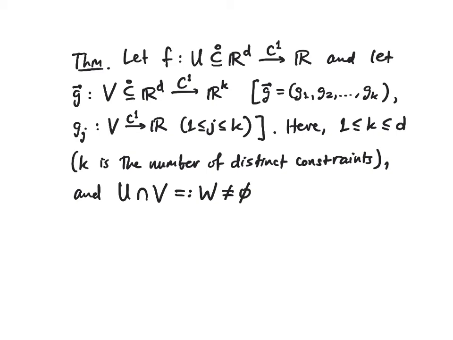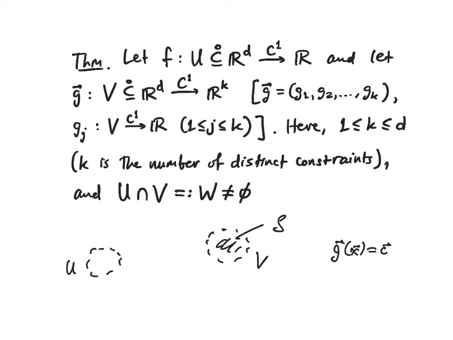This is because, if U is over here and V is over here, then the only points that satisfy the constraint equation, g of x equals c, are going to be points in here. So the whole constraint set is going to be in there. But I can't restrict the function to that S because the domain of the function is here. So you see that S has to be within the domain to restrict f to that set. Okay, so we need U and V to overlap. Otherwise, nothing will make sense. So I'm going to call their overlap W.